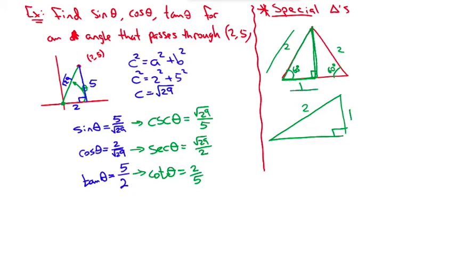So you have to find the other side. How do you find the third side? Pythagorean theorem. 2 squared is 4. Take away 1, it's 3. Square root it, and it becomes the square root of 3.